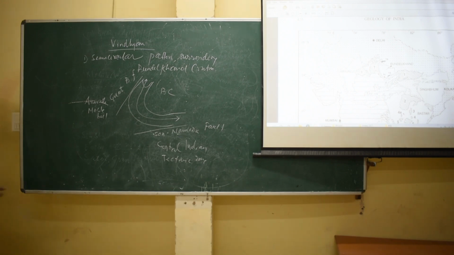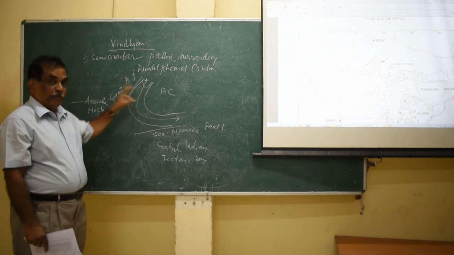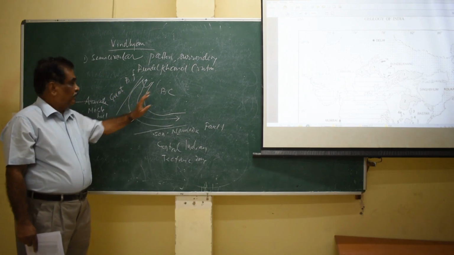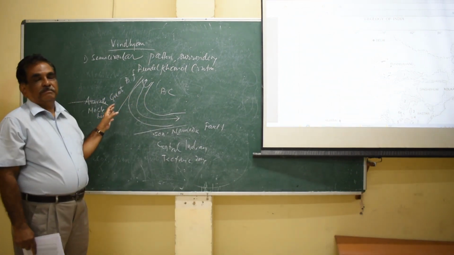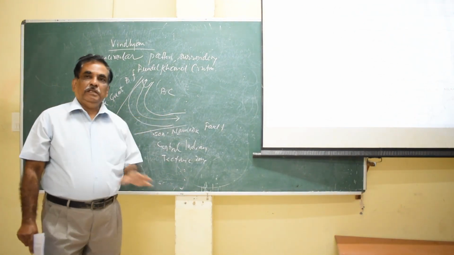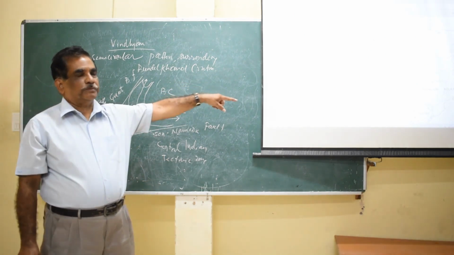So this is the platform rocks. So three important crustal types: mobile belt, craton, and the platform. They are coexisting. So this is a very good example from the Indian subcontinent. Like this, we will discuss others also.